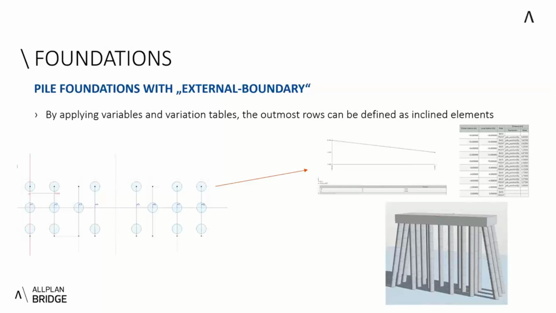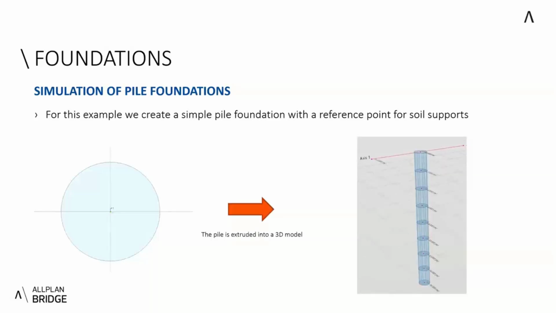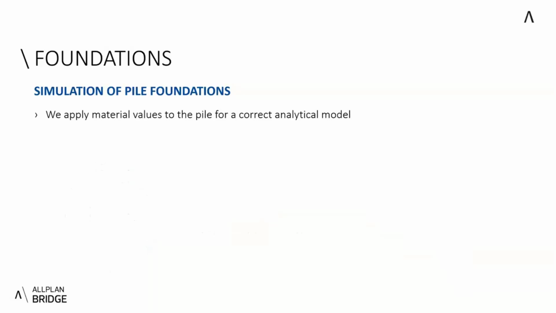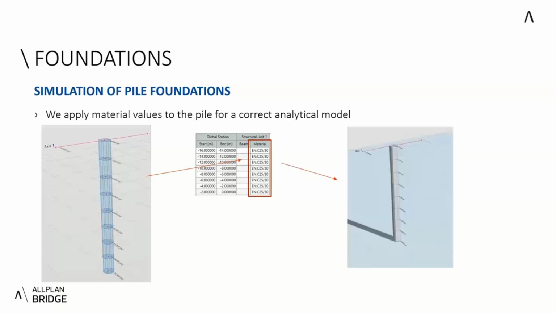So now we're going to simulate pile foundations. For this example, we created a simple pile foundation with a reference point for soil support. So this would just be one model now. This will be just one pile. First of all, we extrude this into a 3D model. Once we have this 3D model prepared, we apply material values to the pile for a correct analytical model. So we have decided to use just one type of concrete in this case, C25/30, according to the Eurocode standard.